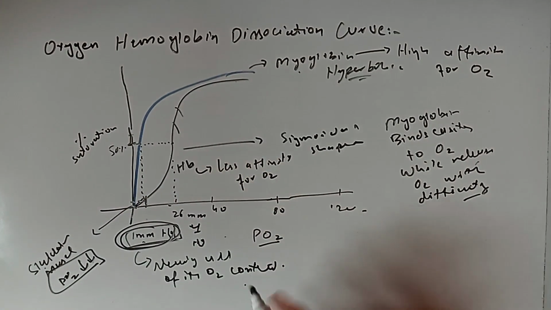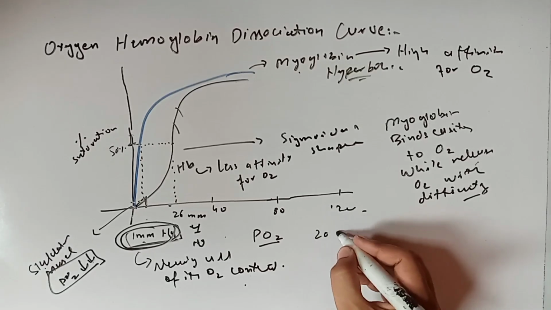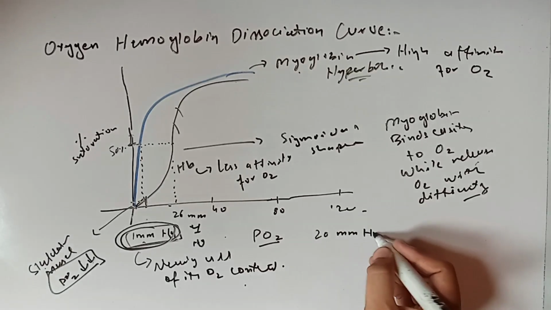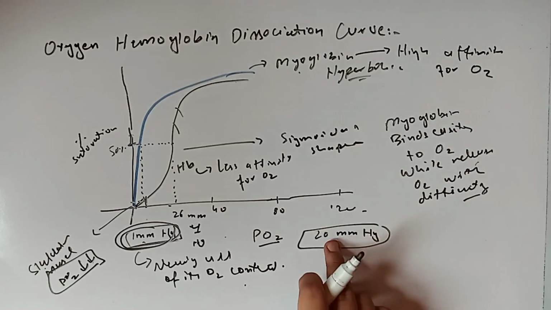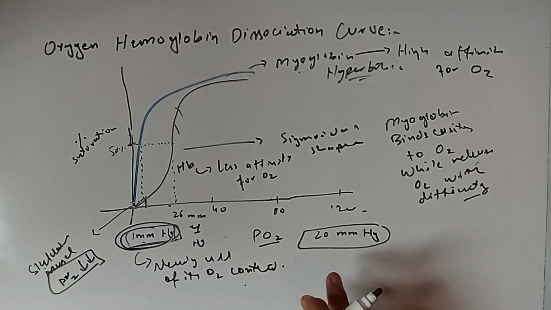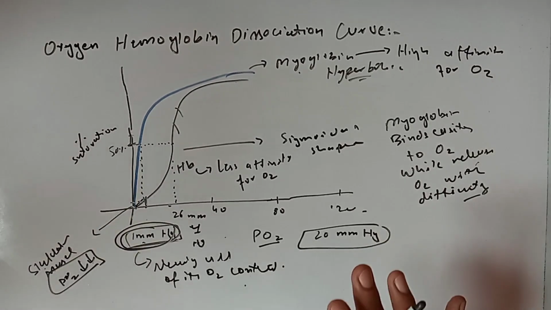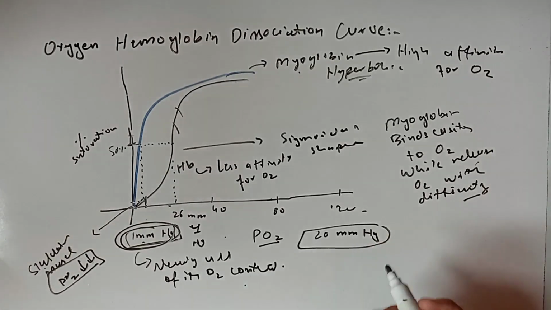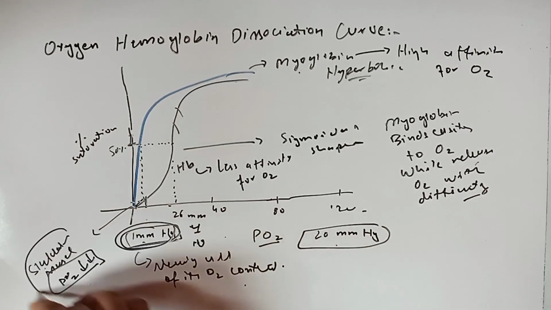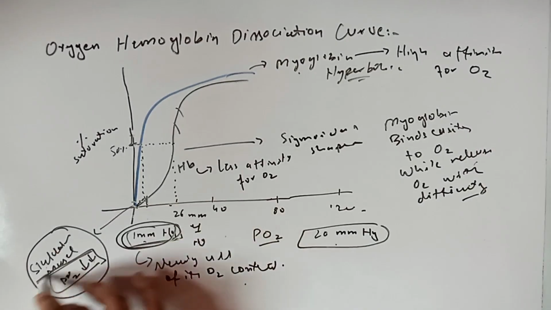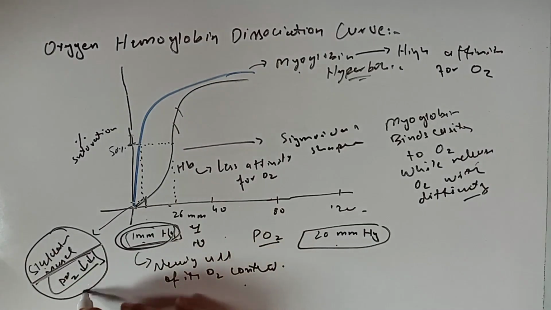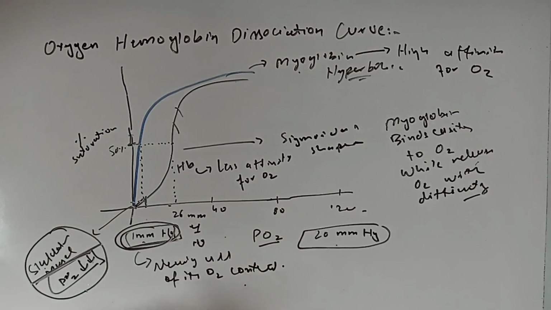For example, if a tissue has a partial pressure of 20 millimeter Hg and it needs oxygen, then myoglobin will not be able to release oxygen there. However, at 20 millimeter Hg, hemoglobin can release oxygen. So hemoglobin is a good transporter of oxygen for the different tissues of the body, while myoglobin is the storage form of oxygen, releasing it at very low pressure in skeletal muscle and cardiac muscles. So that was a comparison of myoglobin and hemoglobin.